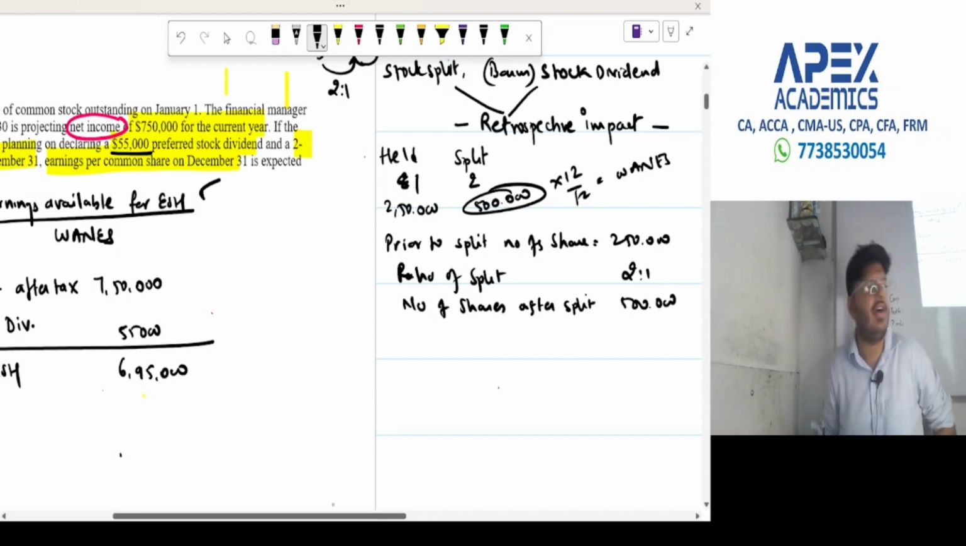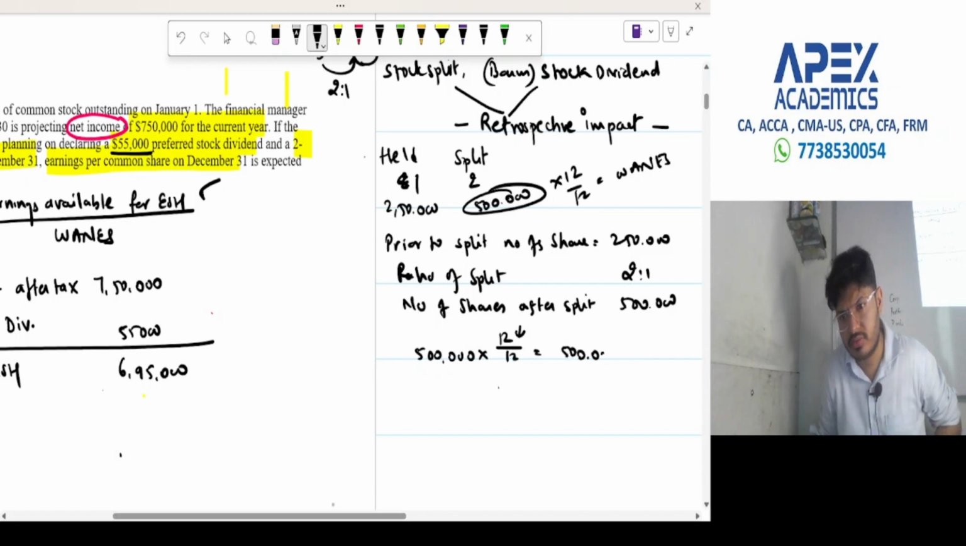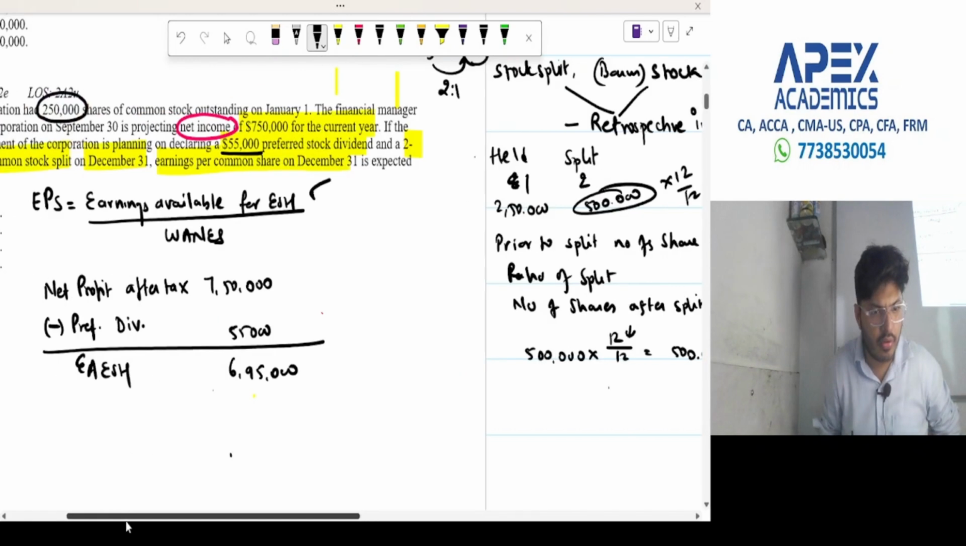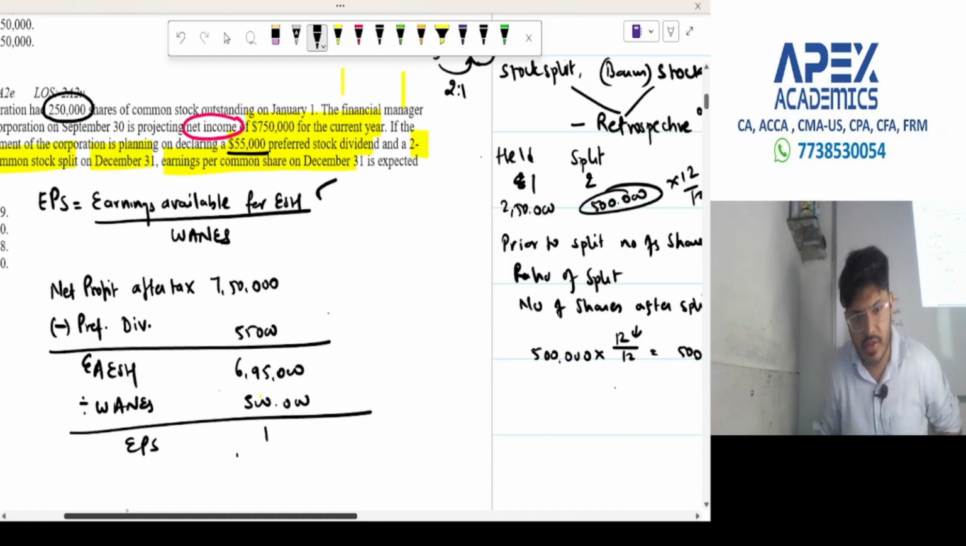How much? 5 lakhs. Now the time weighted ratio. You have to take this as if it was there for you from the starting. So it will be 12 is to 12 and it will be how much? 5 lakhs. Therefore, over here when I say divided by weighted average number of equity shares, I will write over here 5 lakhs. And I will get over here EPS, which is equal to 1.39 per share.